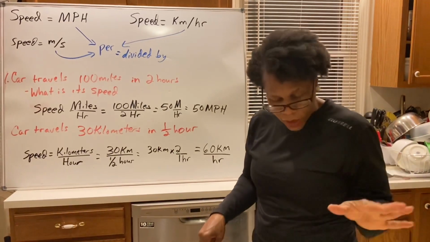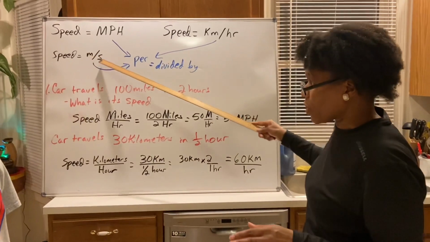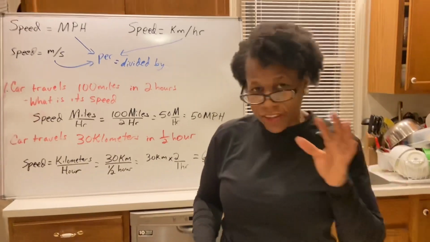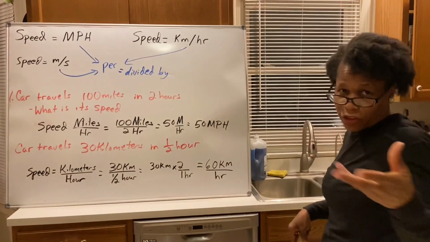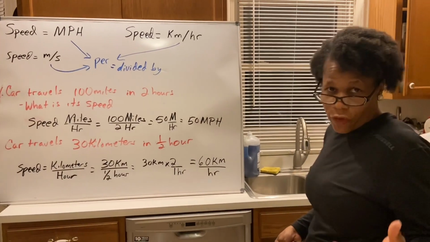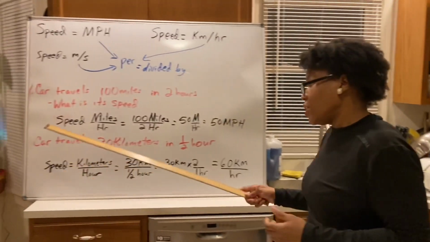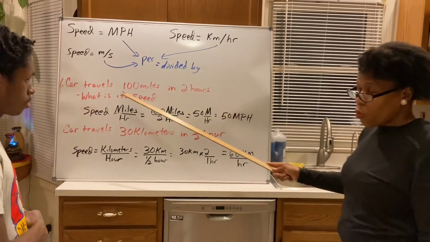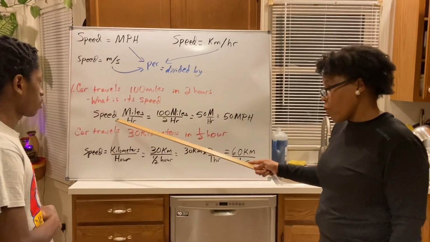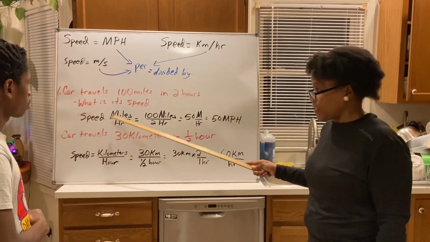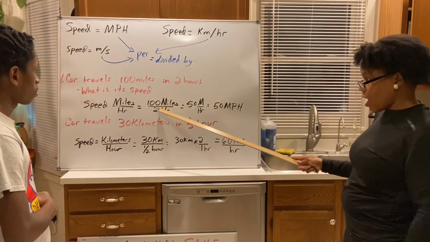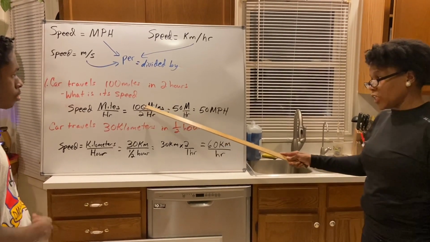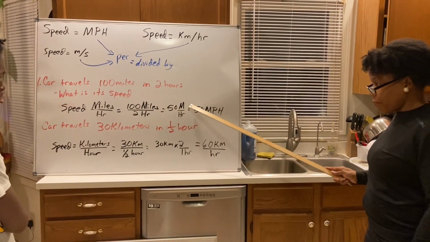So speed, once again, is measured in distance over time. Distance over time. Now, I have some examples of how to calculate speed, and let's see whether or not you're able to find the answers for these. If a car travels 100 miles in 2 hours, what is its speed? Well, we know that speed is measured distance over time. So the car is going to travel 100 miles, that's our distance, in 2 hours. So we know that 100 divided by 2 is 50 miles per hour.